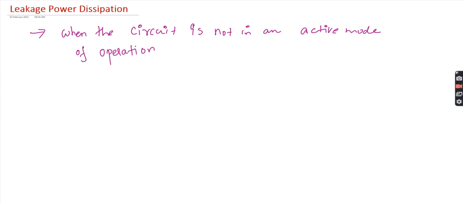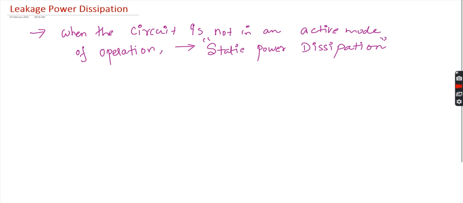Mode of operation. So there is a static power dissipation. This static power dissipation we sometimes call leakage power dissipation. Okay, so now the static power dissipation is due to various leakage mechanisms. Now we can take a simple example for the leakage power.